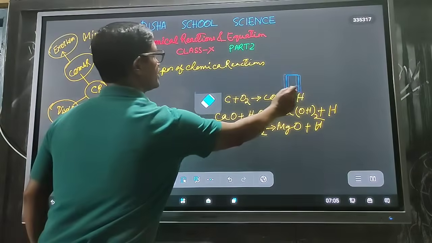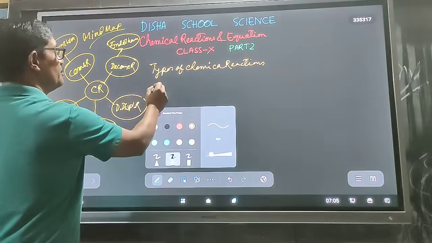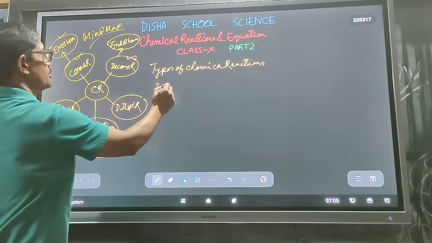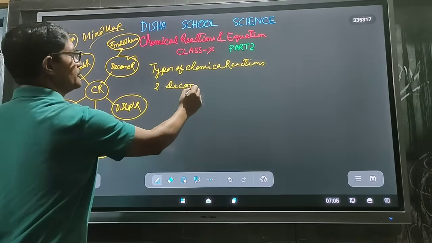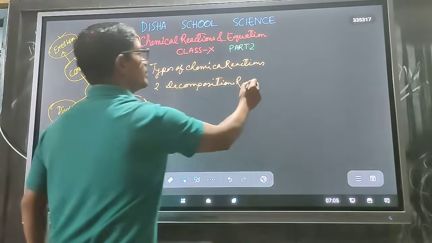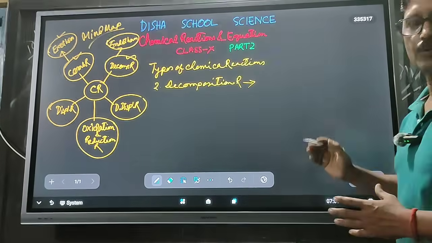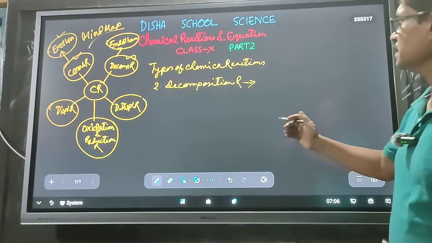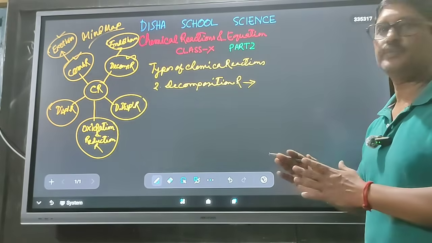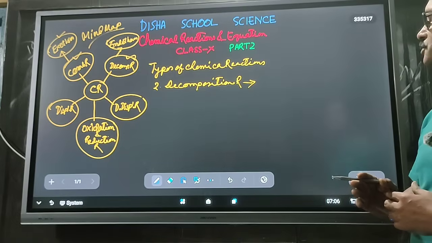Next is coming, what is that? Decomposition reaction, number 2. This combination reaction is done, now coming to decomposition reaction. In this case, it is just the opposite of combination reaction. A single reactant breaks down, forming 2 or more products. Then this is called decomposition reaction.